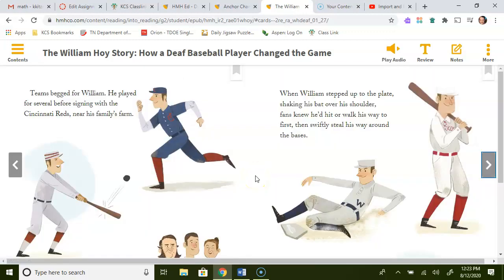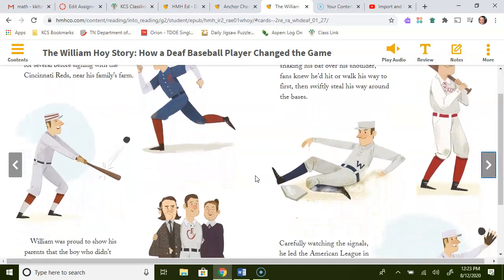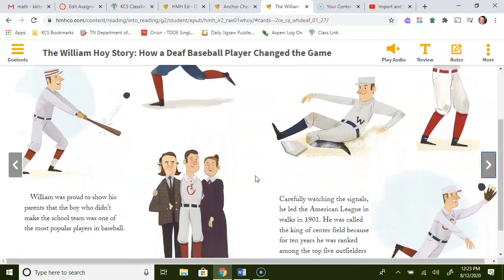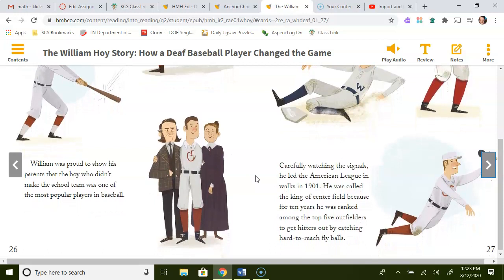Teams begged for William. He played for several years before signing with the Cincinnati Reds near his family's farm. When William stepped up to the plate, shaking his bat over his shoulder, fans knew he'd hit or walk his way to first, then swiftly steal his way around the bases. William was proud to show his parents that the boy who didn't make the school team was one of the most popular players in baseball.